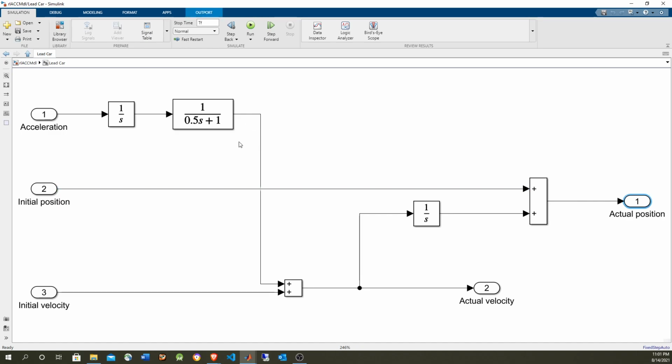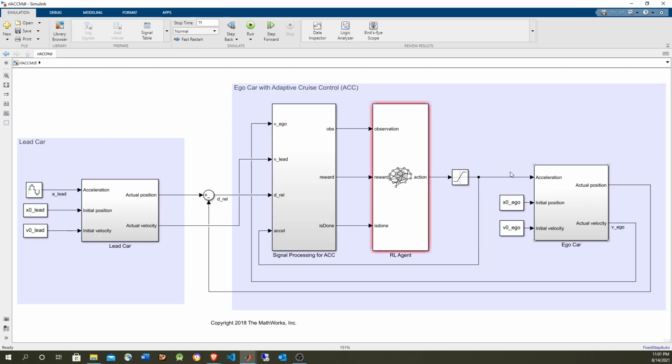Okay, so it seems that the car is accelerated back and forth because of this sine wave. Okay, the ego car is exactly the same.